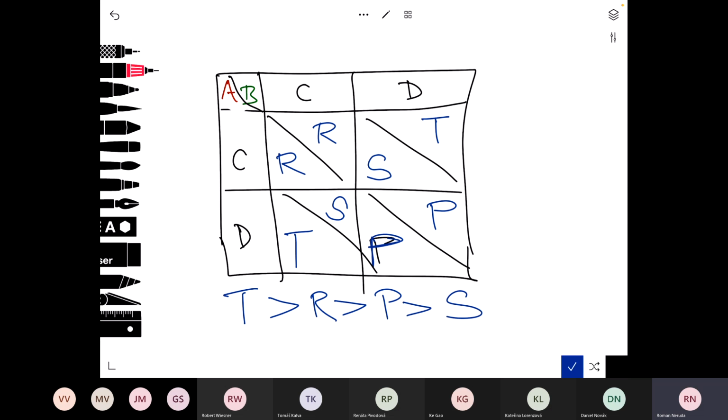The temptation money should be big, right? That's the temptation to defect your accomplice. So the temptation money is big. Then the reward and punishment. The reward is for cooperation and the punishment is for defection. So the reward for cooperation should be bigger than the punishment for defection.